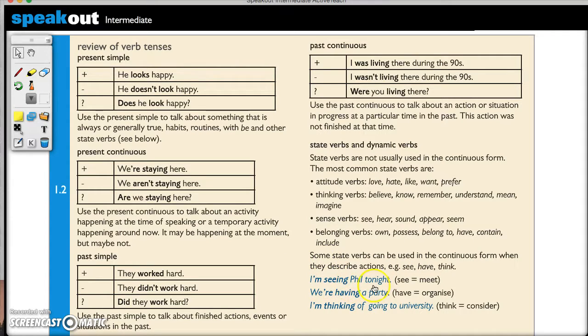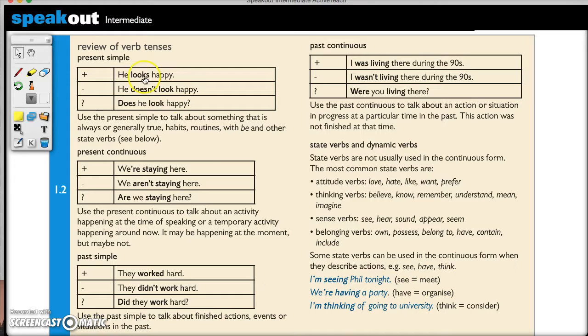People make exceptions with these. For instance, I'm seeing Phil tonight, or we are having a party, or even this one. I like this one because here, if you use a continuous form, like the present continuous, it's not like I think, like this is my opinion. It's different. It's I'm considering this. I'm undecided. So the meaning is slightly changed when you use that tense, okay, with a state verb.